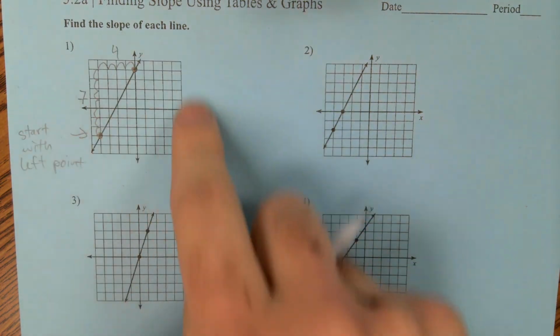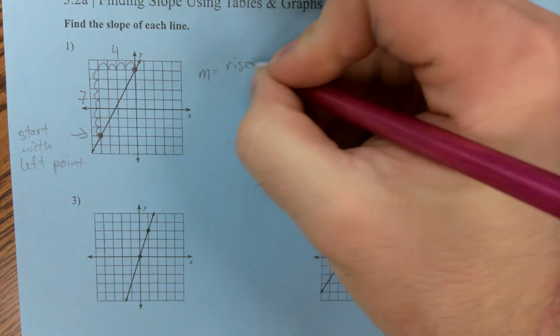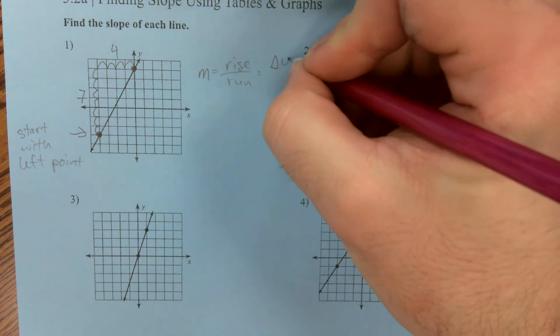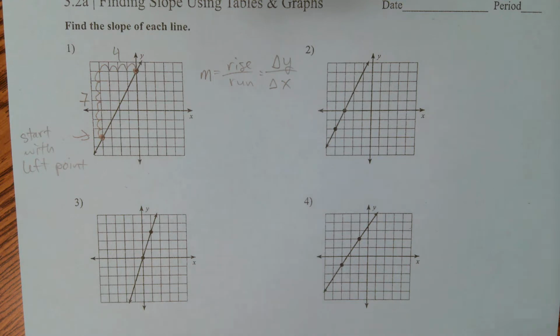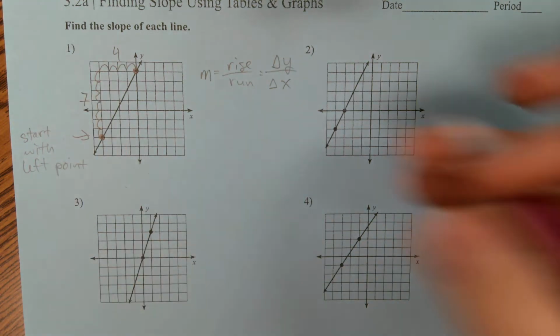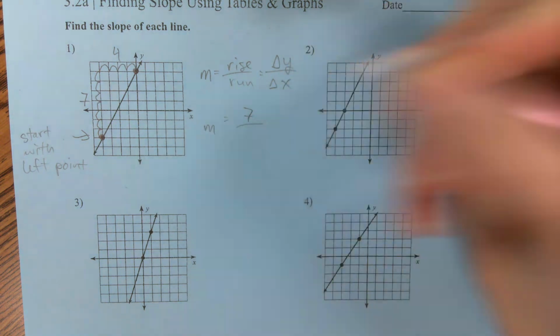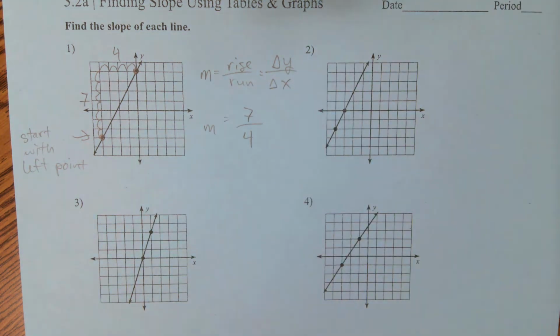Okay, and what we just formed here is a slope triangle. Remember that vocab word from yesterday. Slope is equal to rise over run, which is the change in y value divided by the change in x value. We rose up 7 units, so our change in y is 7. And then we ran over to the right 4 units, so our run is 4. Can we simplify 7 over 4? No, definitely not. So that's our answer.